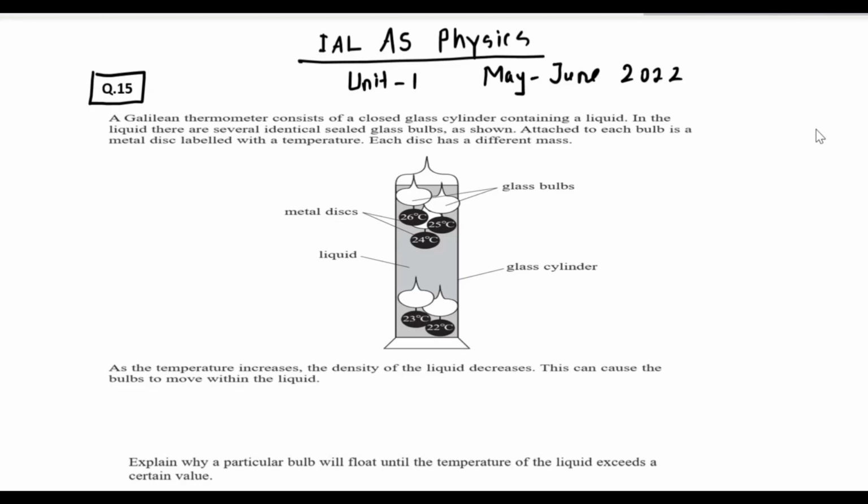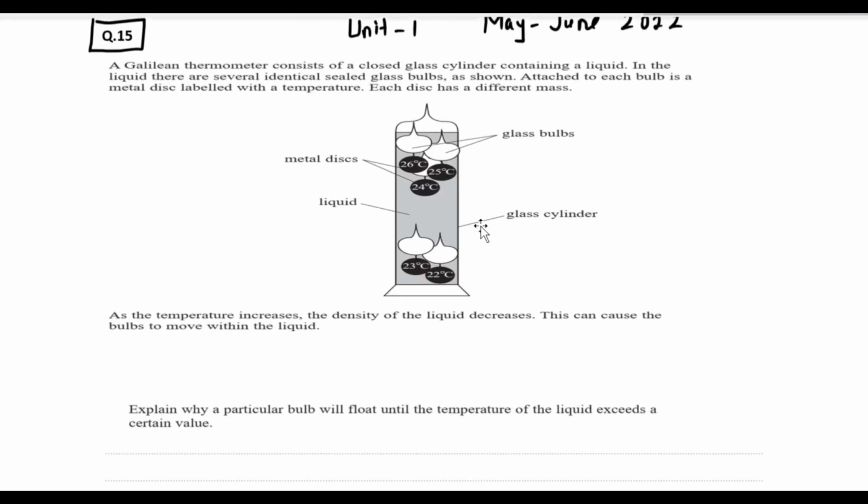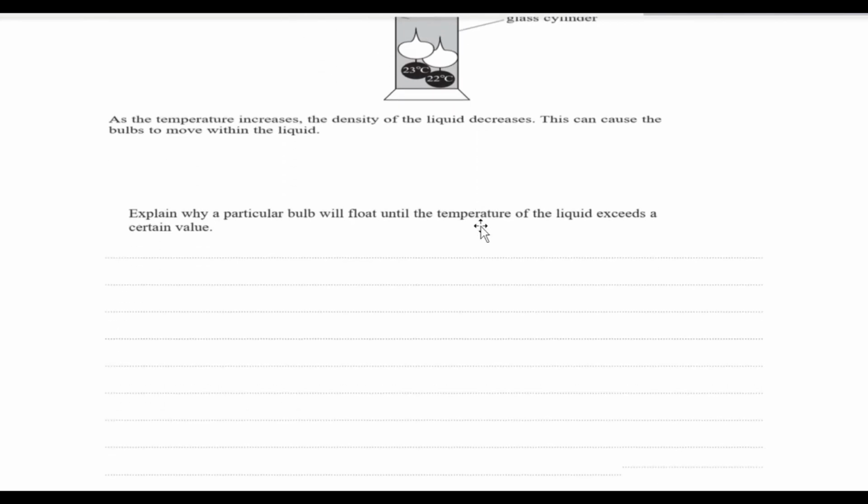As the temperature increases, the density of the liquid decreases. This can cause the bulb to move within the liquid. Explain why a particular bulb will float until the temperature of the liquid exceeds a certain value.